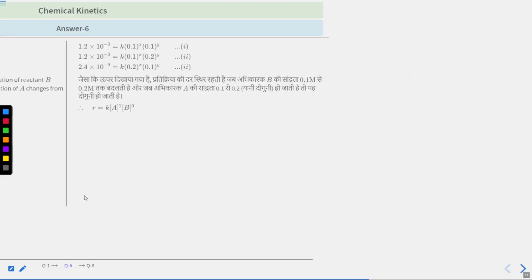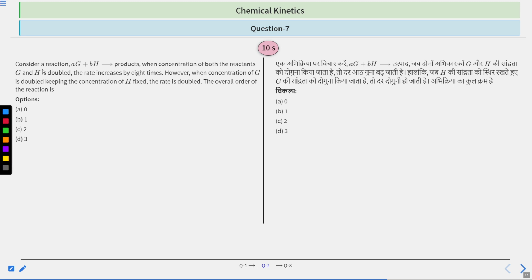Okay, let's see the next question. Question number 7. Consider a reaction A G plus B H giving us products. When the concentration of both the reactants G and H is doubled, the rate increases by 8 times. However, when the concentration of G is doubled and the concentration of H is kept fixed, the rate is doubled. The overall order of the reaction is, we have to find out. Options are 0, 1, 2 or 3.